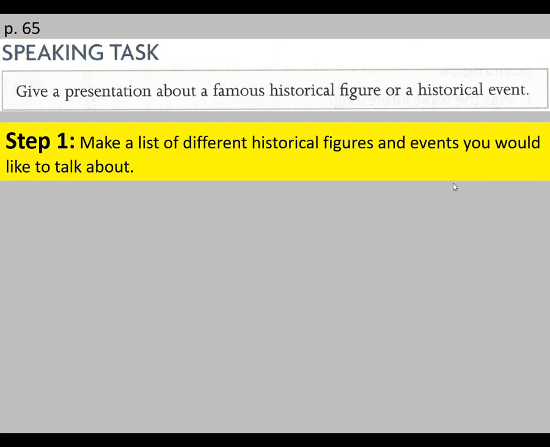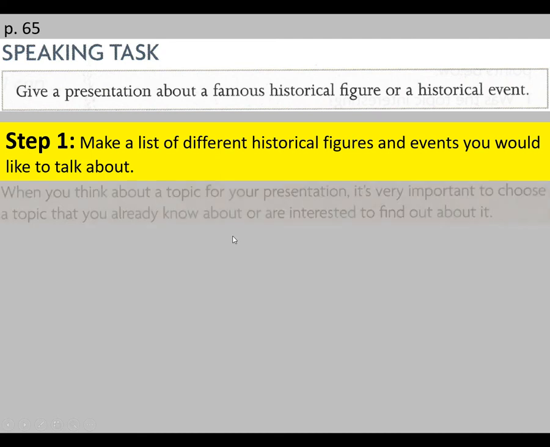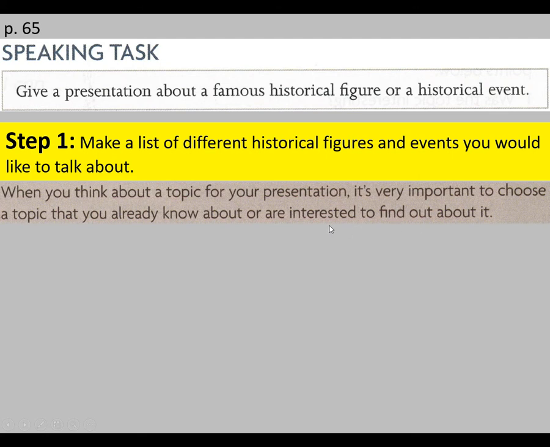There are two steps in order to be successful in this task. Step 1 is to make a list of different historical figures or events you would like to talk about. If you have more than one choice, you can choose the one that you already know about or you are interested to find out about. So it is a good idea to have more than one choice and just choose one of them.